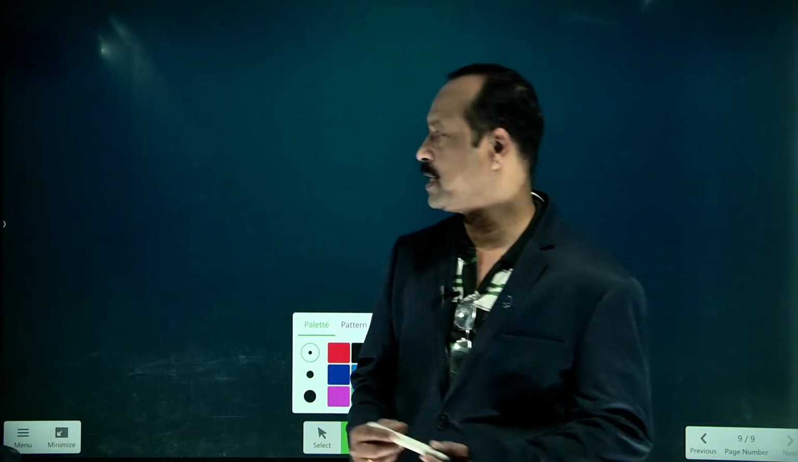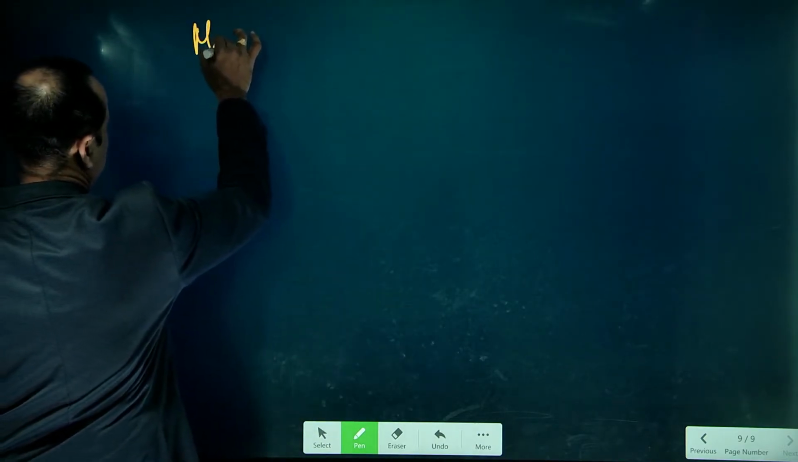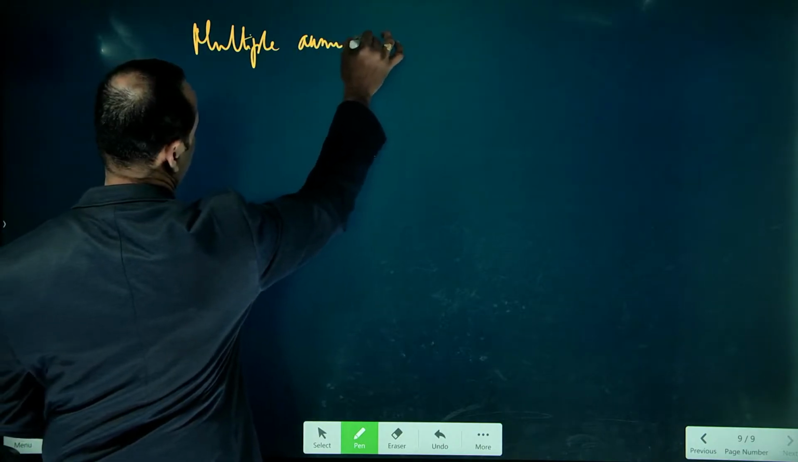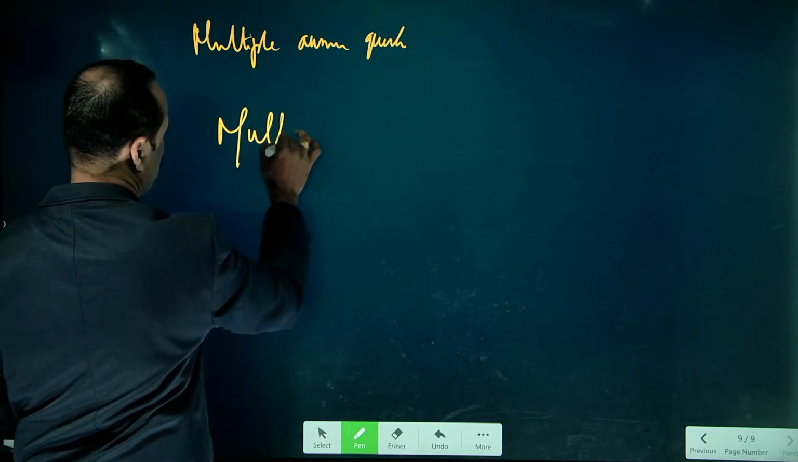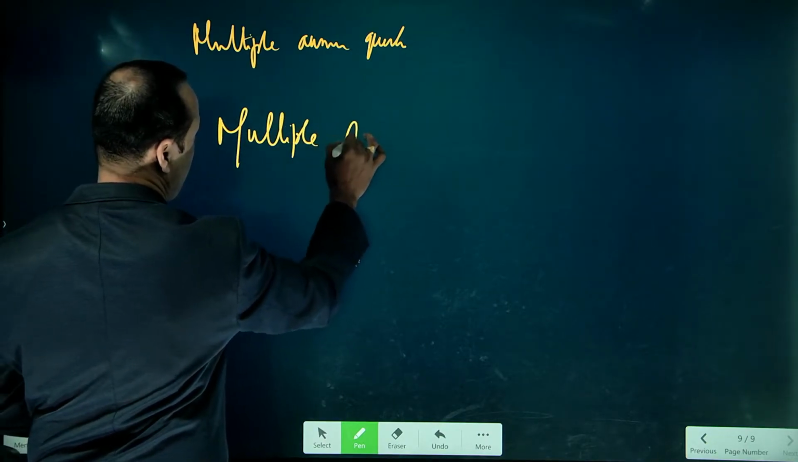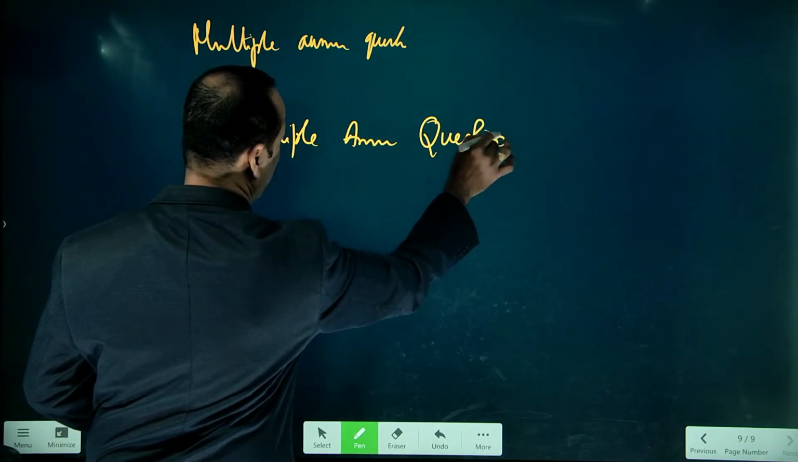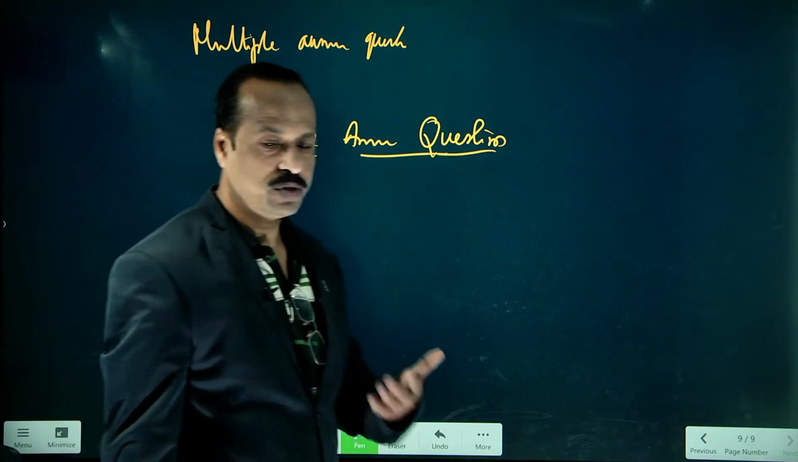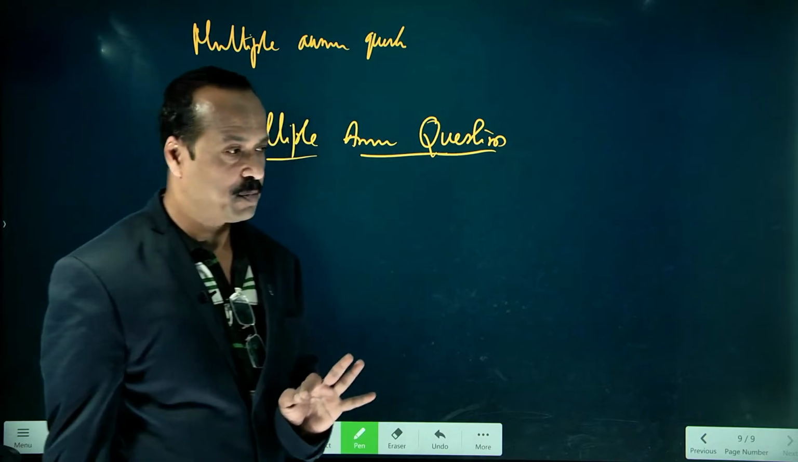So that is called multiple answer questions. What are they called? Multiple answer. So the meaning is what? There may not be only one answer. Maybe 1, 2, 3, many correct ones may be there. So such questions are called multiple answer questions.